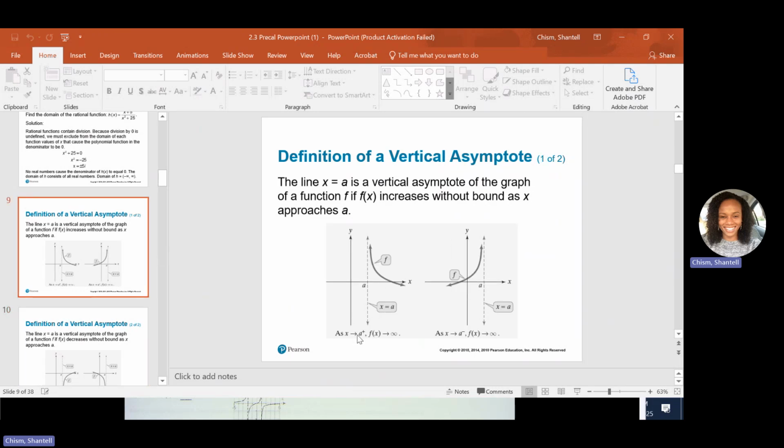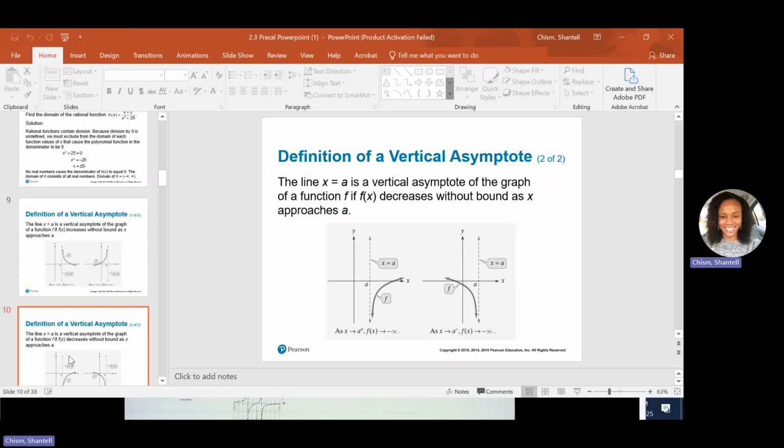So as x approaches a from the right, that little plus there in the upper right-hand corner of a means approaching it from the right side of it. So here's your function. As we get closer and closer to a from the right side, the function is headed upwards towards positive infinity. Here, as we get closer and closer to a from the left side, you'll notice the little minus sign there. So as x approaches a from the left, then the function is also approaching positive infinity.